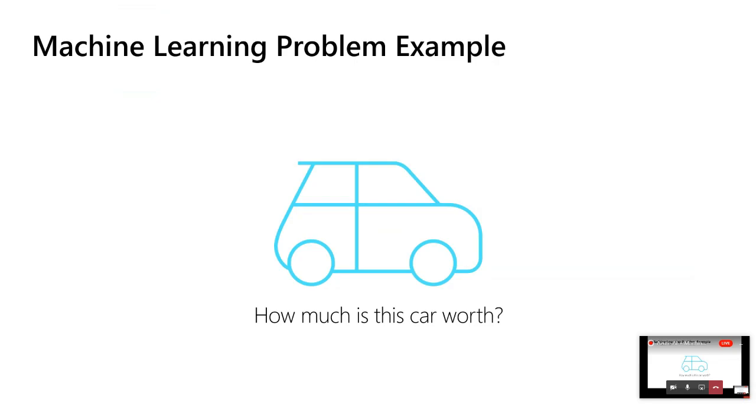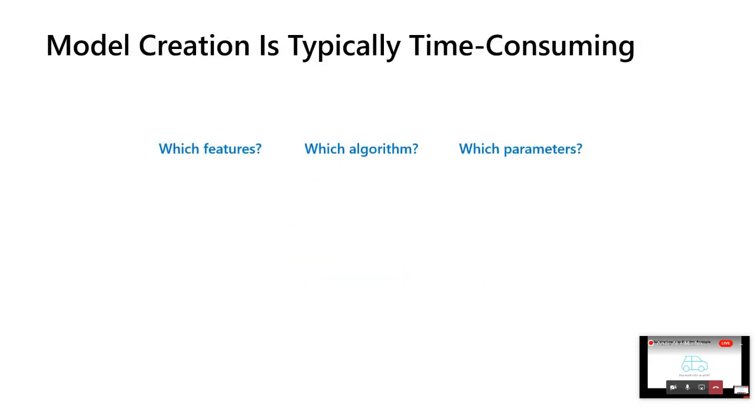So let's take an example. Let's say we want to figure out how much this car is going to cost me, or what the worth of this car is, right? As a data scientist, as a machine learning developer, I basically focus on three areas: which features, which algorithm, and which parameters I'm going to consider, right? Creating a model by taking all this into consideration is time consuming for me as a data scientist, right?